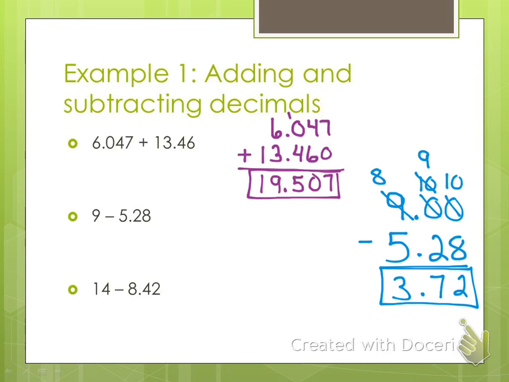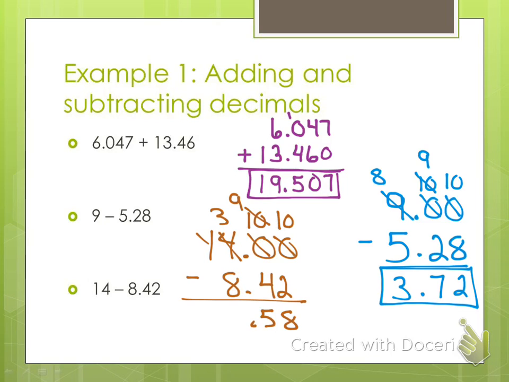3 and 72 hundredths. Now, I want you to do the third one on your own, and then we'll check it. All right, so what is the answer? 5 and 58 hundredths. Okay, 5 and 58 hundredths. Very good. Who got it right? Who got it right? Raise them high. All right. Okay, any questions?